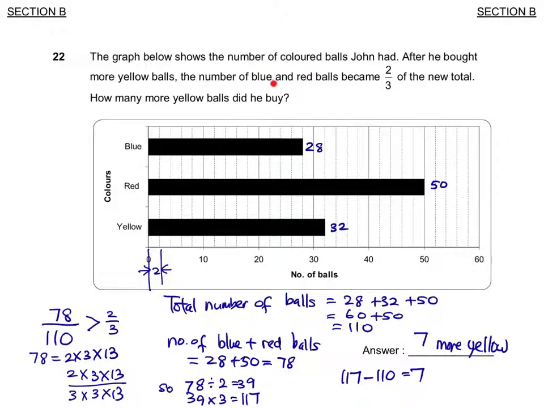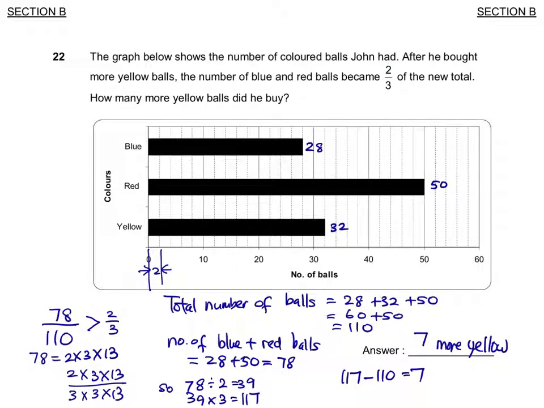The fraction of all the balls that are blue and red is actually 2/3. So the thing is like this: blue and red was not increased, but the total increased, correct? So first of all, you find that the total number of balls is 110. The number of red and blue balls is actually 78. So you know that this part is the red and blue balls.